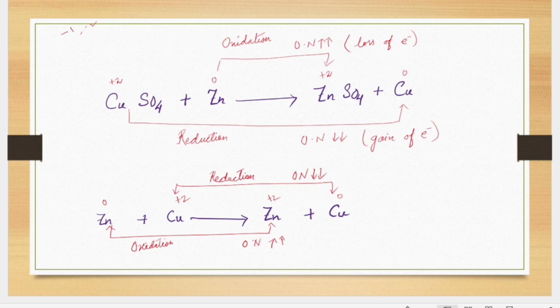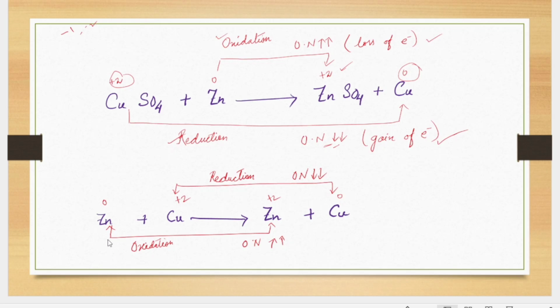Now copper is losing electrons. Its oxidation number decreases from 2 to 0. When its oxidation number decreases, there is a gain of electrons. When there is a gain of electrons, we say it is reduction. Here you see the oxidation number of zinc increases. When oxidation number increases, there is a loss of electrons. When there is a loss of electrons, we say it is oxidation.